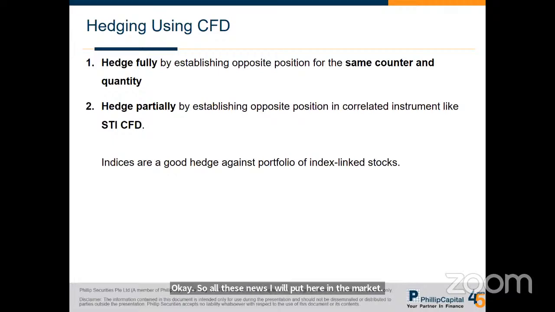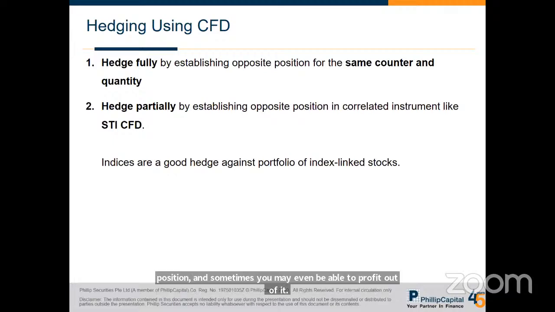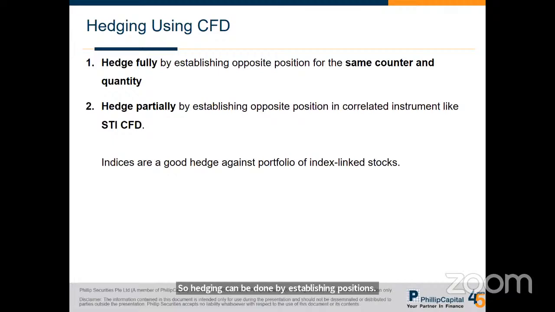So hedging is like an insurance. It protects you against unforeseen circumstances. If the market goes against you, you don't need to worry because you have already hedged your position. And sometimes you may even be able to profit from it. Hedging can be done by establishing opposite positions. There are two types of instruments to use. The first one is equities or world indices. If we want to hedge fully, we will establish an opposite position for the same counter, with the same quantity. If we want to hedge partially, then we can establish an opposite position in correlated instruments like the STI.